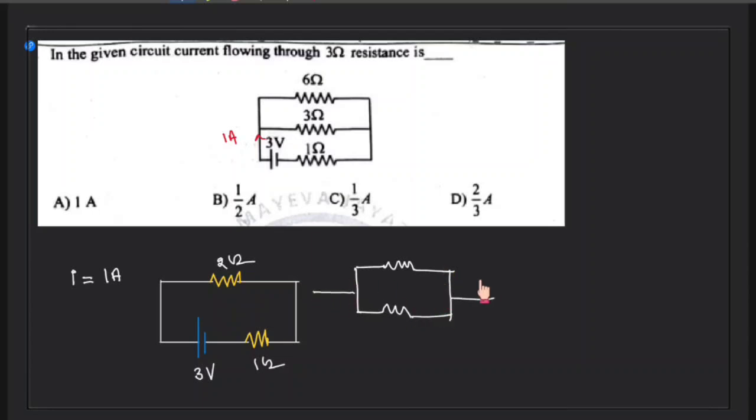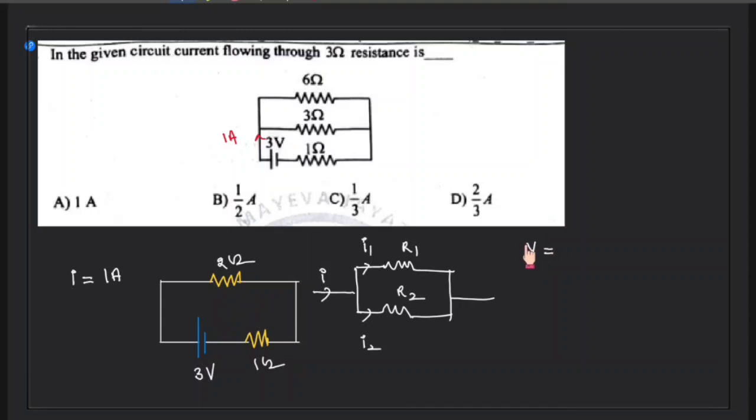So the current here is I, and here the current is I1, and here the current is I2, right? And here the resistance is R1, and here the resistance is R2. Now we have to divide the current here, right? We need to divide the current here. Both the voltages are same, and the current is dividing, therefore this voltage is the same in both. So what is the voltage formula?